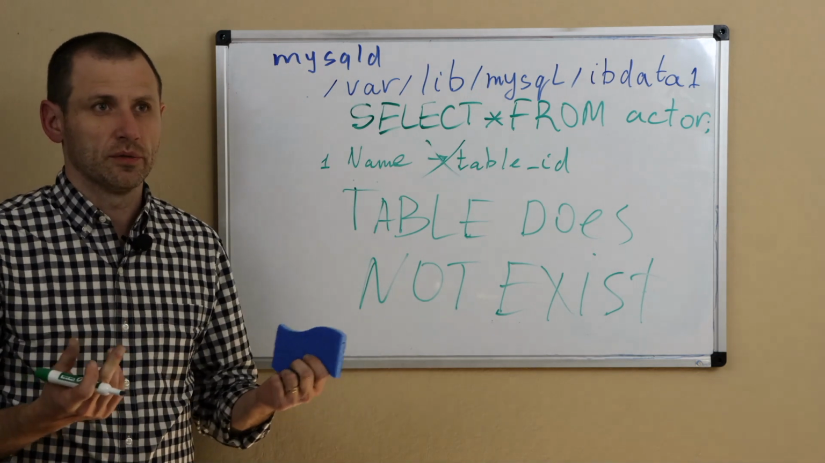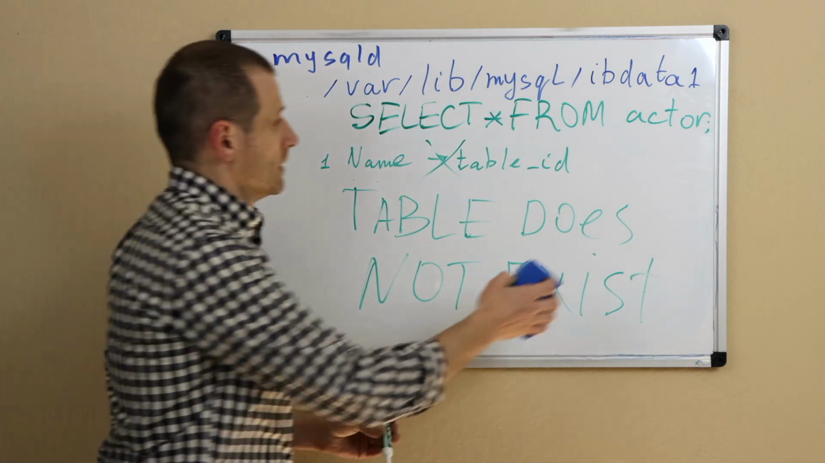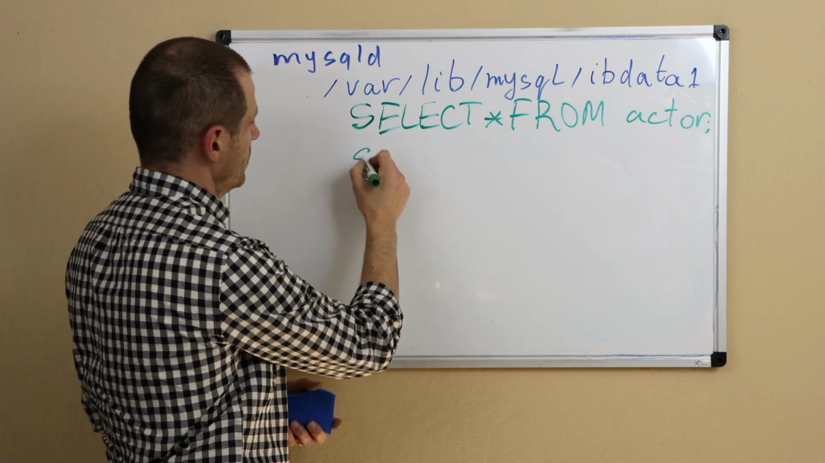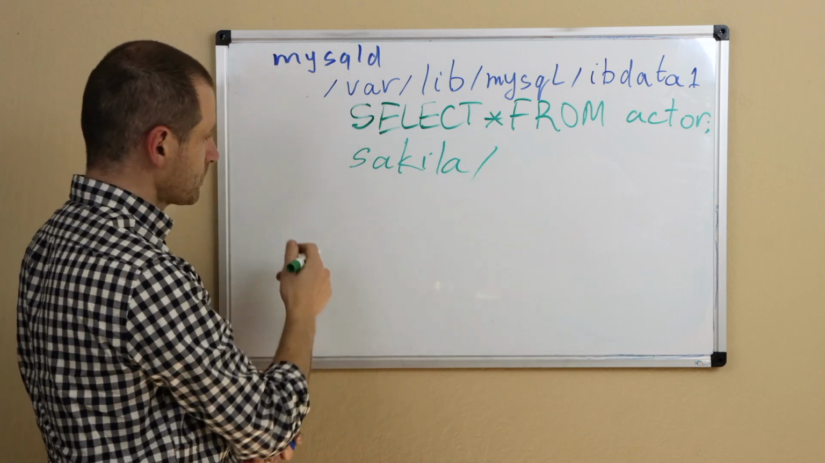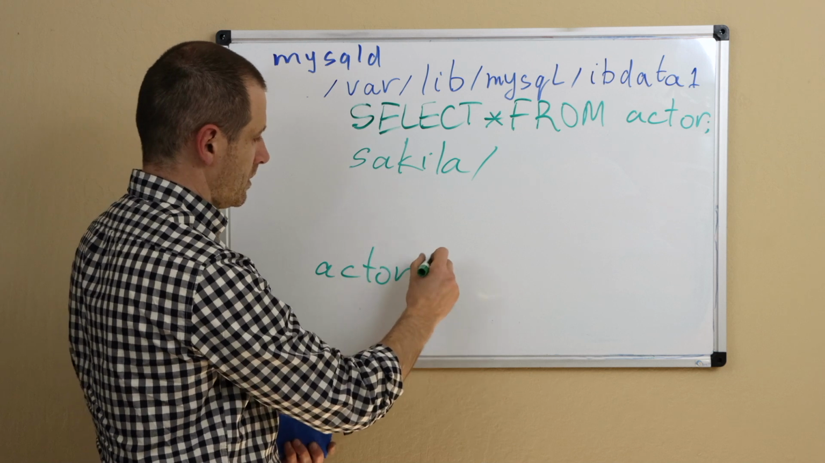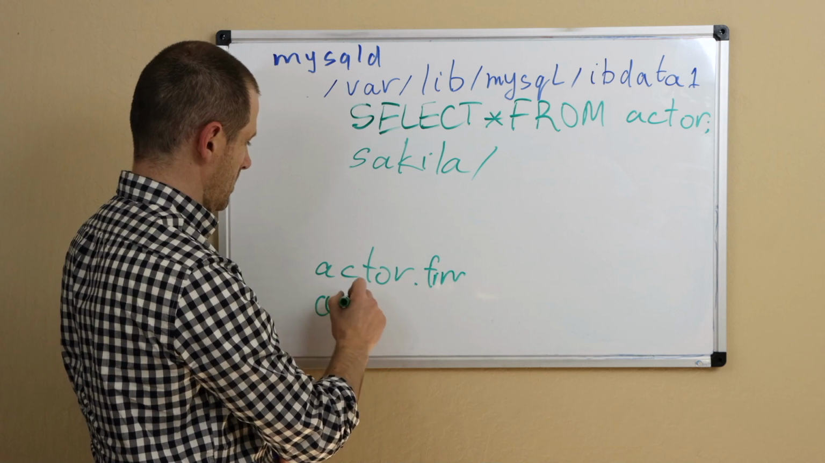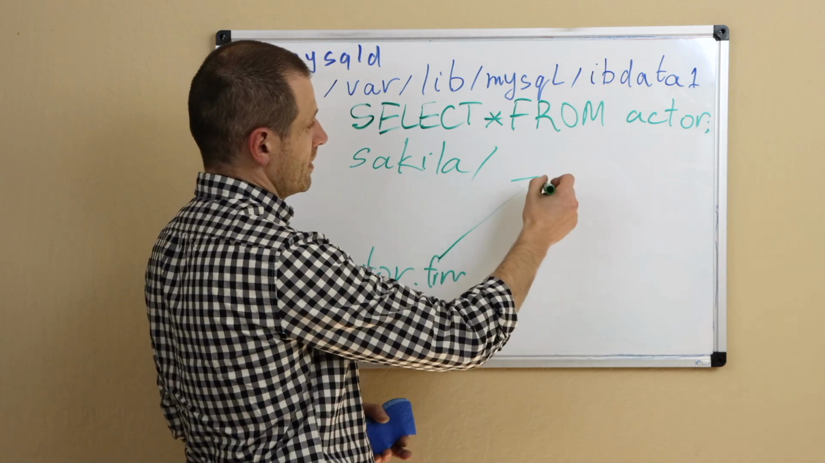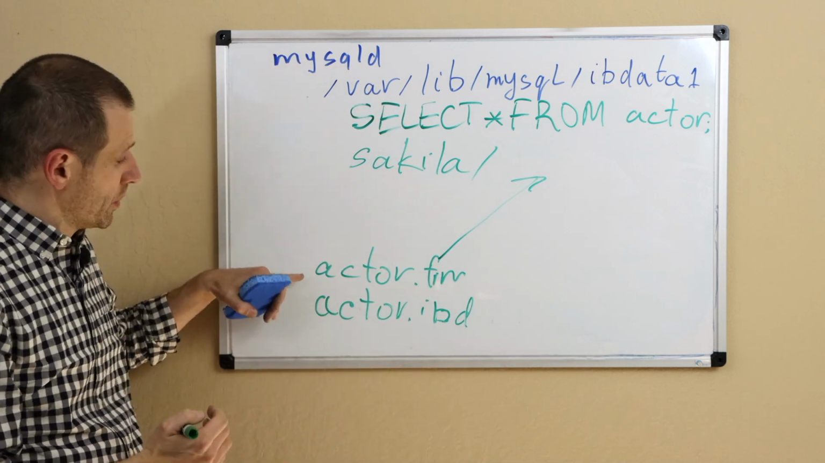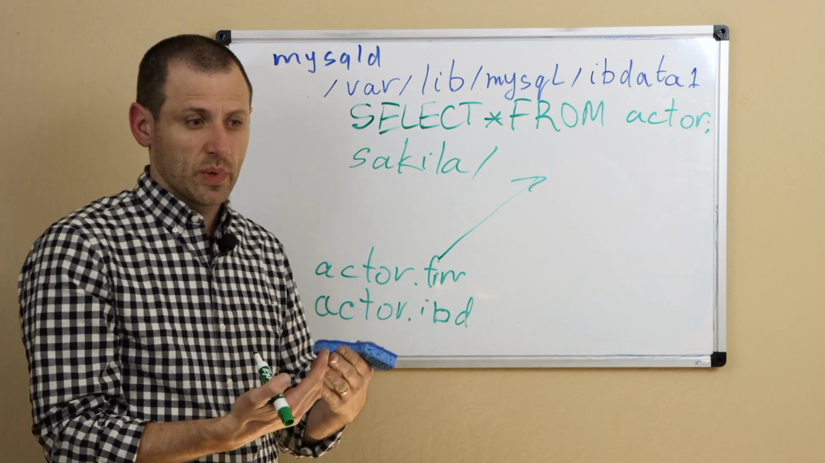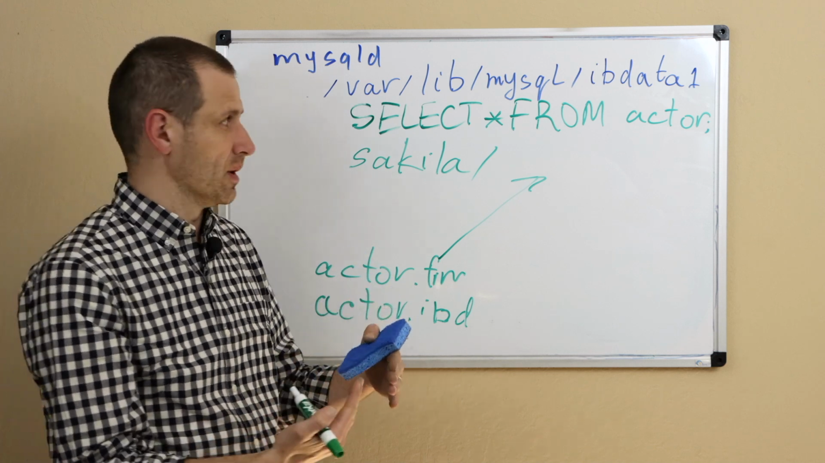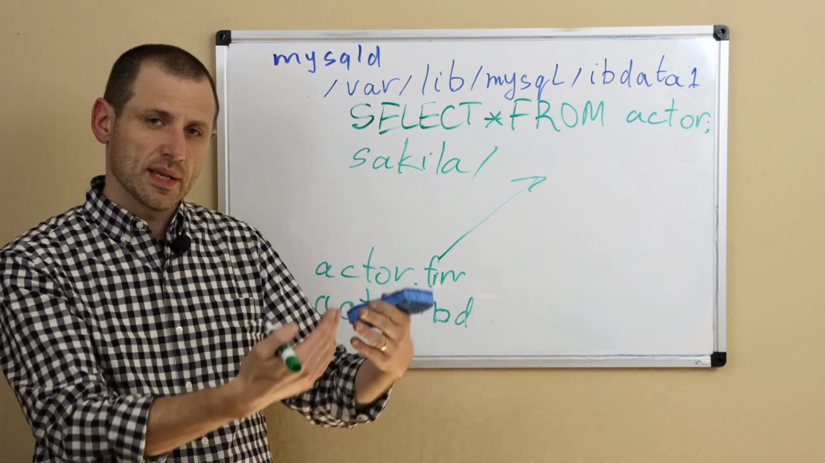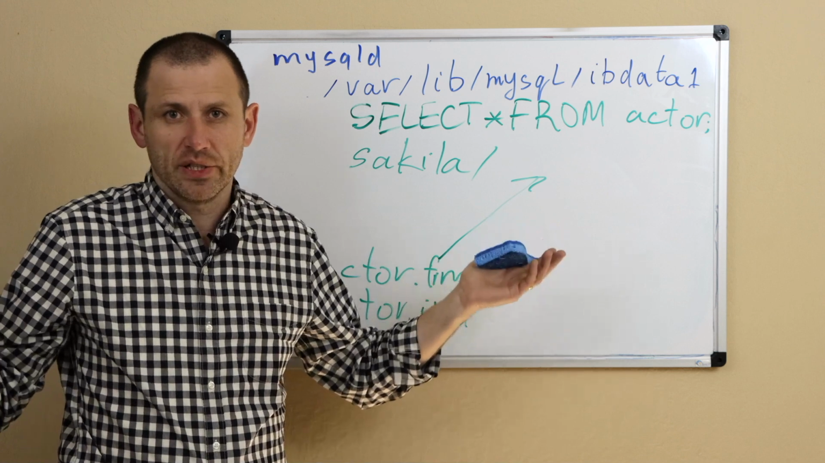Why wouldn't there be a record in the InnoDB dictionary? A typical situation happens when you have Sakila database, Sakila directory, and you take FRM and actor IBD files from some other server and copy them inside the Sakila directory. You did copy the actor FRM file, and that's why MySQL sees the file and believes it's a table, but InnoDB doesn't have a record in systables about this table. So every time you try to access the table, InnoDB cannot find it in the dictionary, and sorry, table doesn't exist.